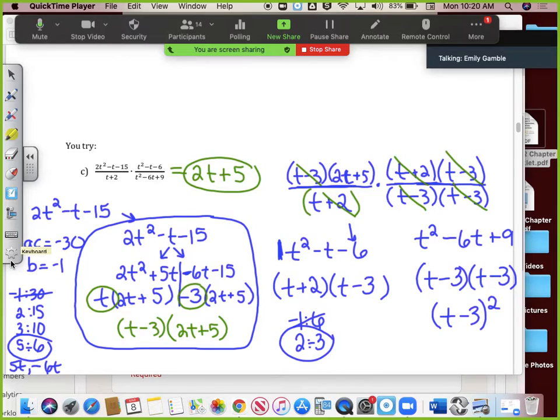Notice we didn't really have to multiply much. Once we factored it, we saw all of these things cancel out. We didn't really have to multiply anything. We were just left with whatever was left. And that is what will happen.